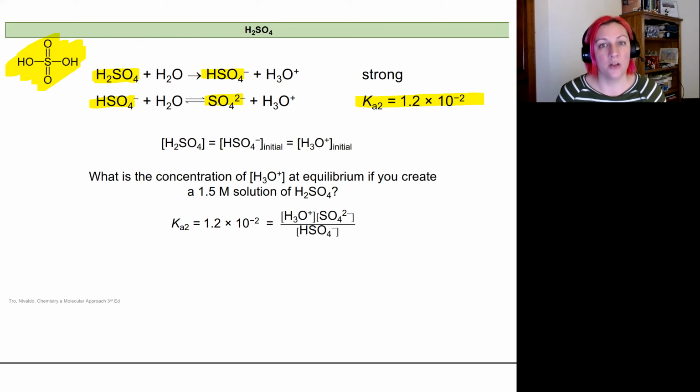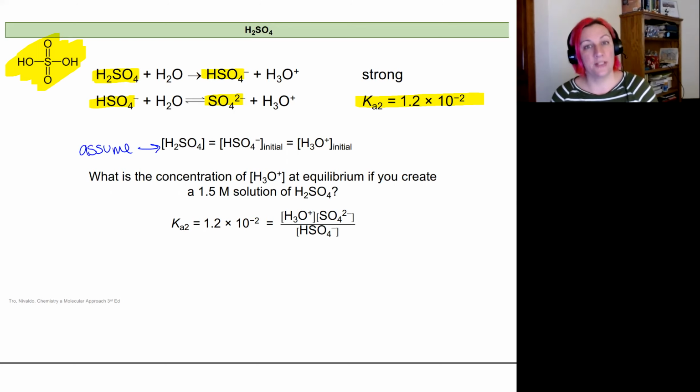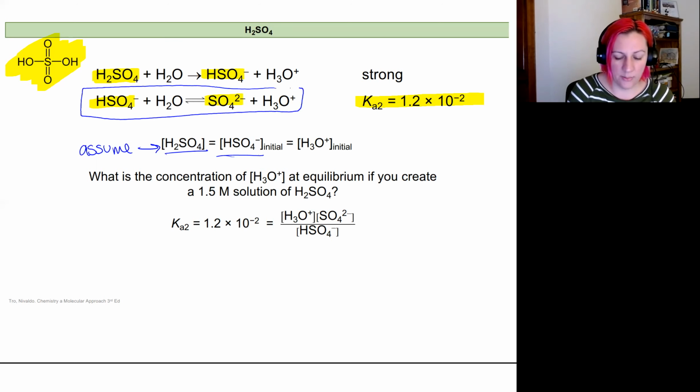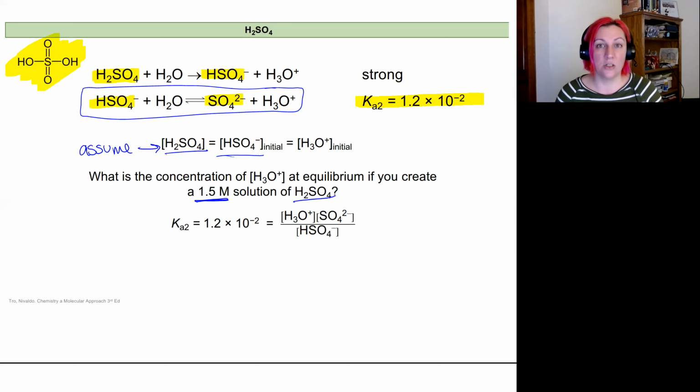But the first one is strong. So we're actually going to assume that all of our H2SO4 converts into HSO4 minus. And so we're actually going to call that H2SO4 concentration our initial concentration for HSO4 minus. And we'll be able to solve this problem by focusing just on the second equilibrium of this polyprotic acid. So let's go ahead and start working on this. We have the concentration we're going to assume is 1.5 molar initially, because that is going to be the concentration of our H2SO4.